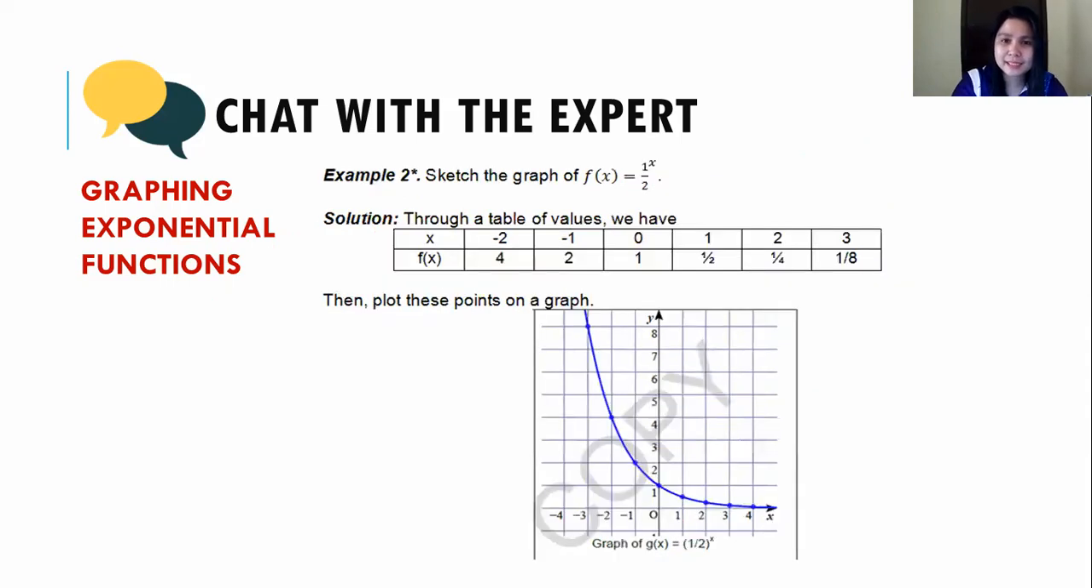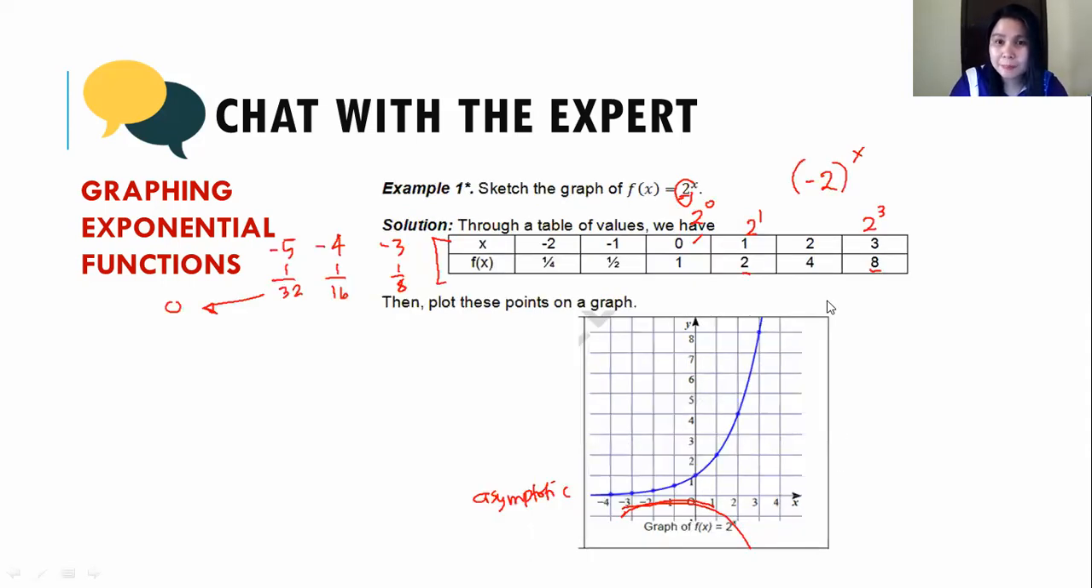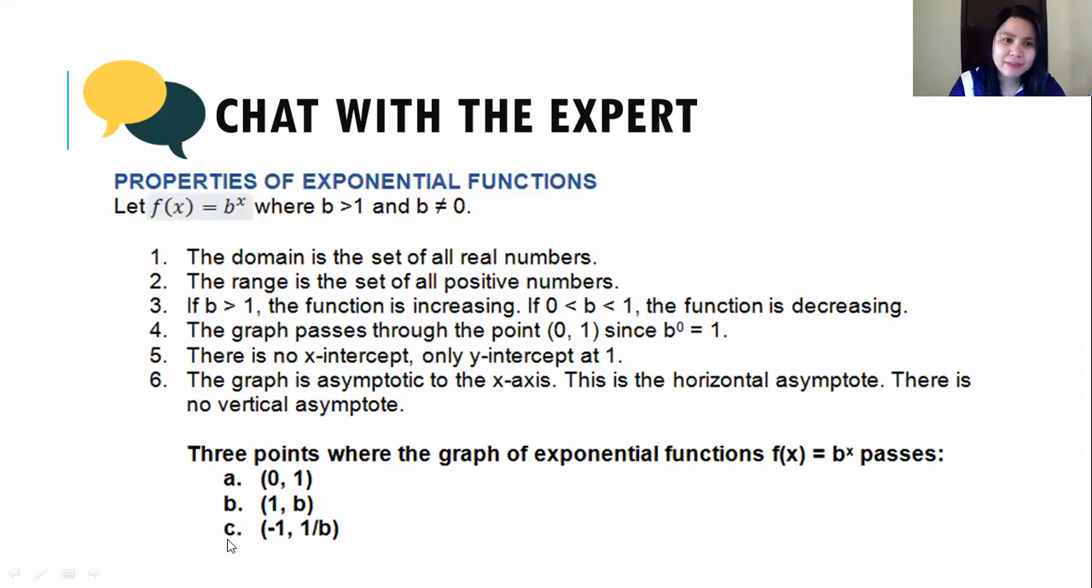Now, if your base is a fraction between 0 and 1, then your graph will look like this one. It's decreasing. But again, if it's a positive number greater than 1, it is increasing. Now, what are some properties of exponential functions? Remember 2 things. Our base should never be equal to 0, and our base should never be equal to 1.